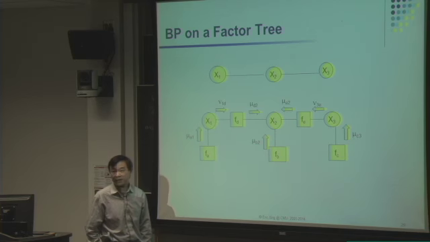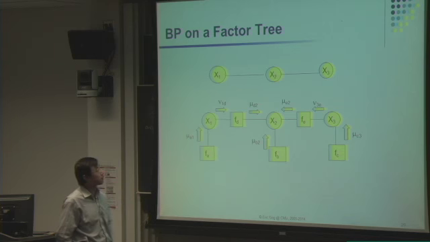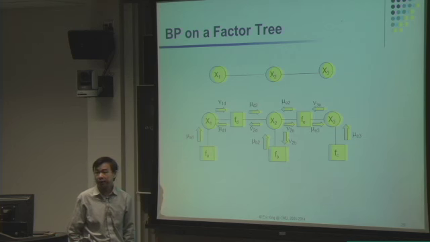So what's the benefit of this operation? The benefit is that factor tree is broader than tree graphical model. You can turn a non-tree graphical model into a factor tree, and then you can still run message passing on that without running into problems.